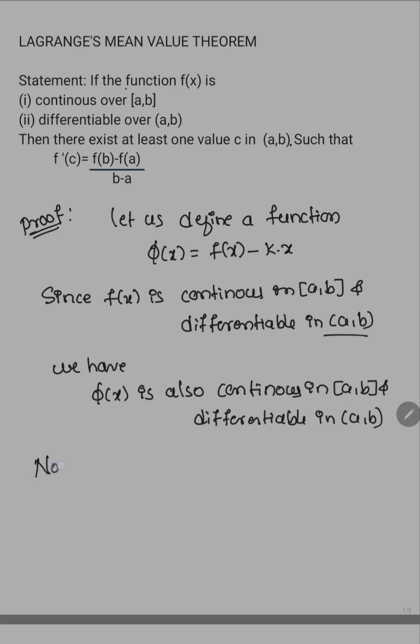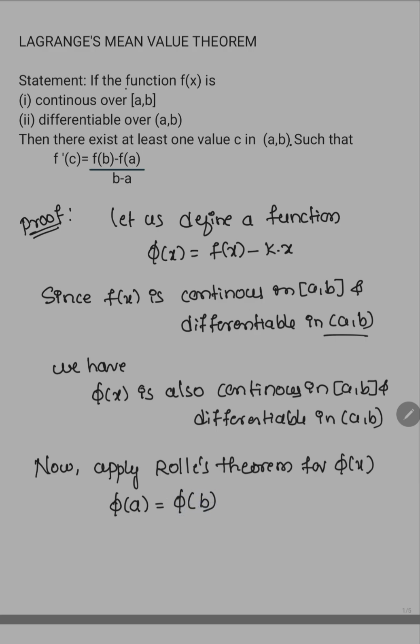So now apply Rolle's theorem for phi of x, because phi of x is continuous in closed interval a comma b and is differentiable in open interval a comma b. The statement and proof of Rolle's theorem is in a video, and the video link is in the description. So the third condition of Rolle's theorem is phi of a equal to phi of b.